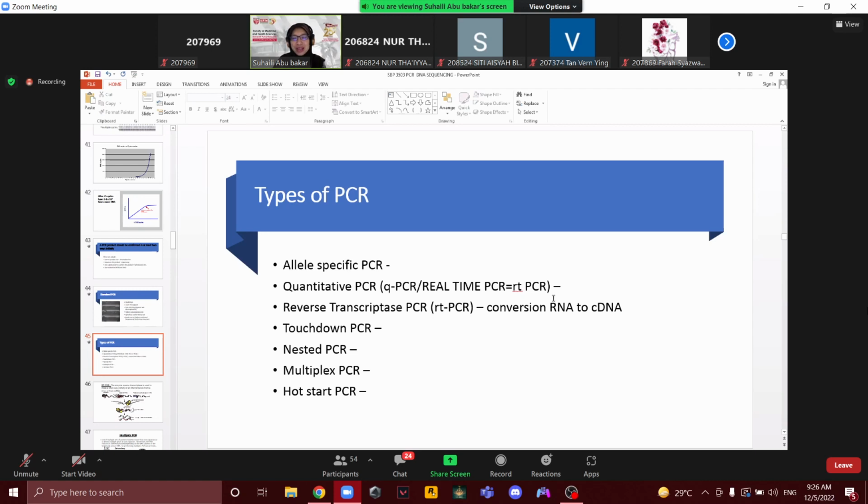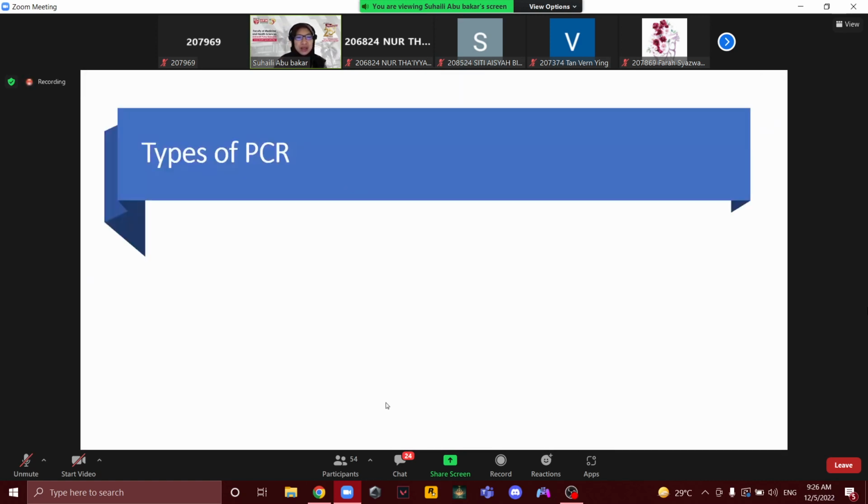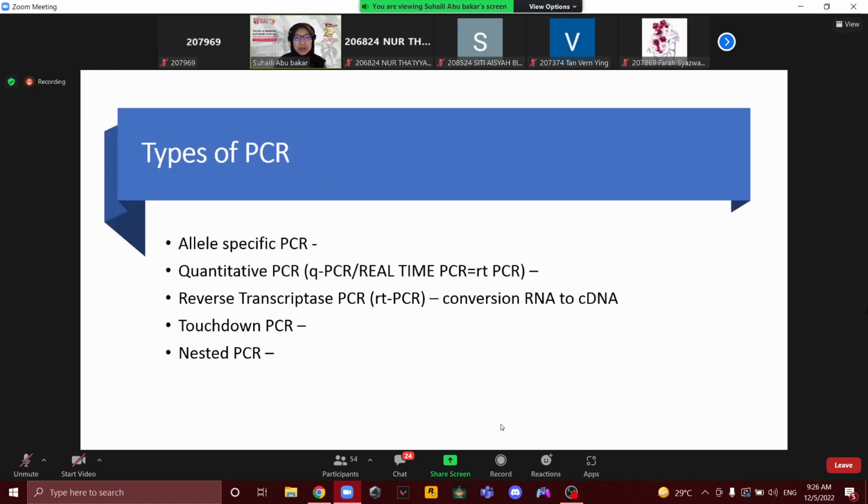This one, real-time PCR, I never do in my lab. Even RT-PCR, the reverse transcriptase one, I very rarely use this type of PCR. But this one is used a lot in my laboratory, in my experiments. The rest, allele-specific, no. The type of PCR that I'm using is enough for me to get the result, so no need to do all of this.